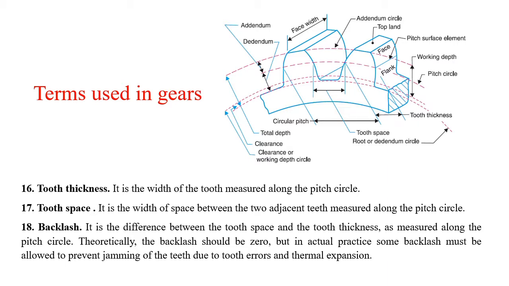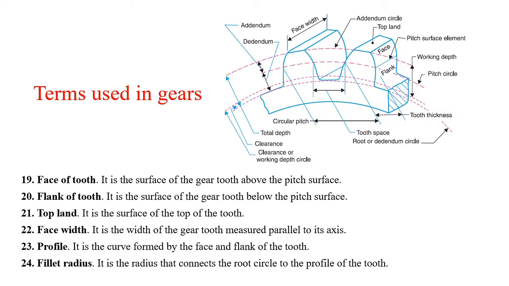Next, tooth thickness. It is the width of tooth measured along the pitch circle. I have told you previously also, circular pitch, tooth thickness and the tooth space. These things are measured along the pitch circle. The width of tooth measured along pitch circle is known as tooth thickness. Observe in that diagram. Next, tooth space. It is the width of space between the two adjacent teeth measured along the pitch circle.